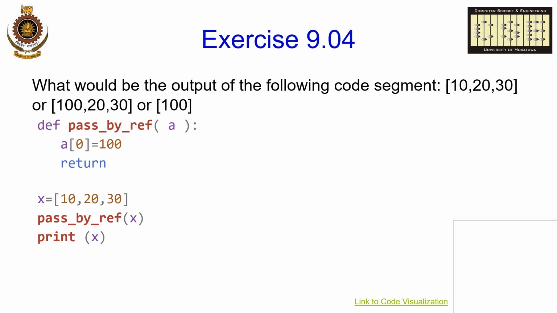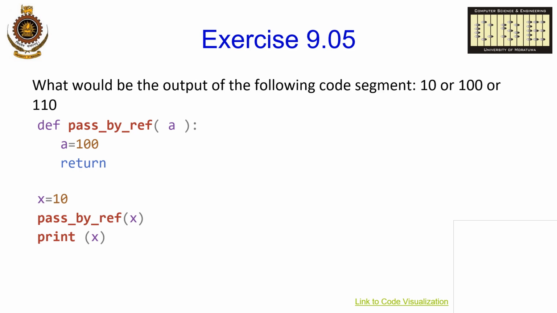Try to reason about it. Try to understand based on what you have learned so far. Try to reason why you think a particular output is the one you expect, and then run the code in IDLE, or you can try the code visualizer and see what goes on and see if you got it right. Don't worry if you got it wrong, but try to learn from that.